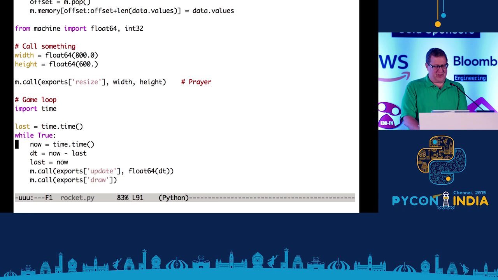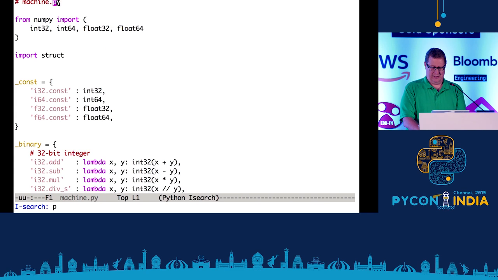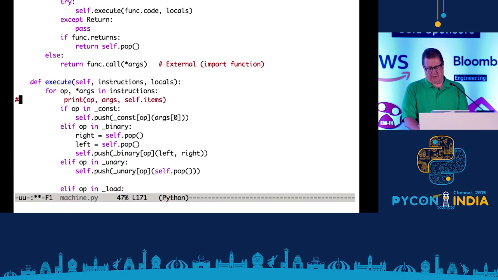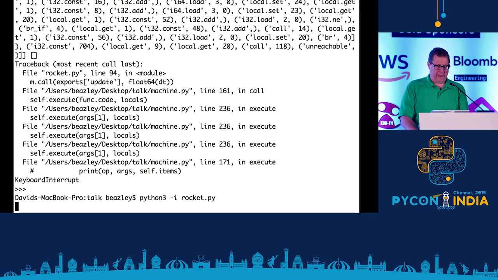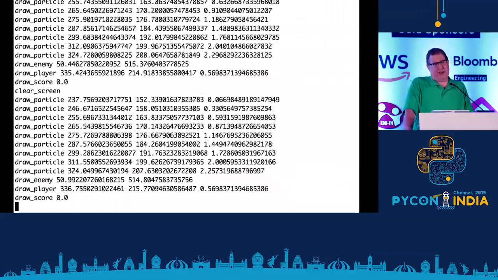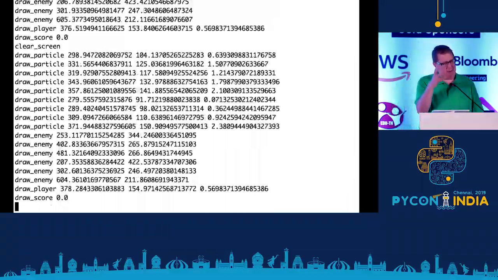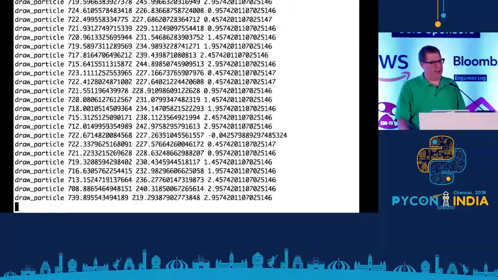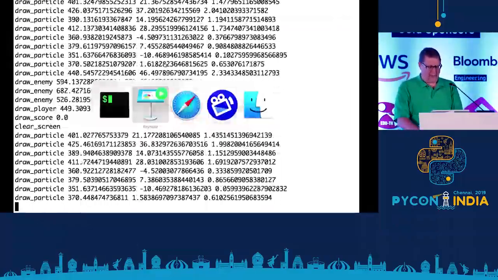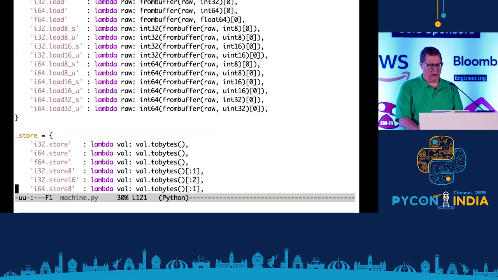Now, to see what it's doing a little bit better, I might go to my machine and turn off the print statement. A lot of the output there is coming from the print statement. So let me just comment that out and then try this again here. Okay, so now what you're seeing is it's actually calling those Python functions, the import functions, right? It's like, huh, okay, draw a particle, draw enemy, so forth.